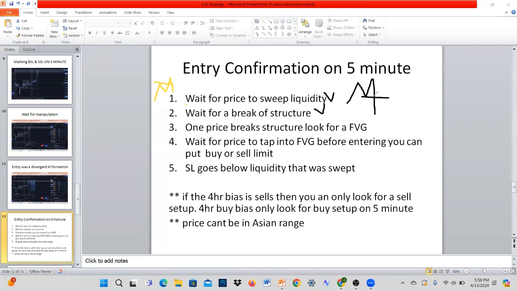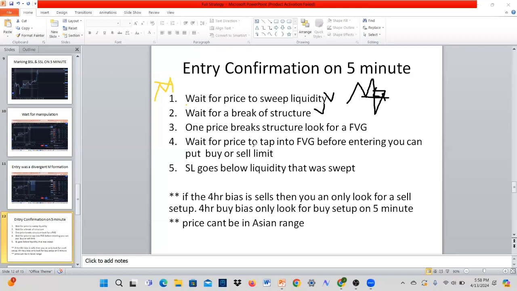Now we wait. Once structure breaks, most of the time there will be a fair value gap. And we're looking for this fair value gap. So we don't get in until we get an entry off of this fair value gap. So once price comes to the fair value gap on the 5-minute time frame, then we get in. You could put a pending order, buy limit, sell limit, but we don't get in until price hits our fair value gap.